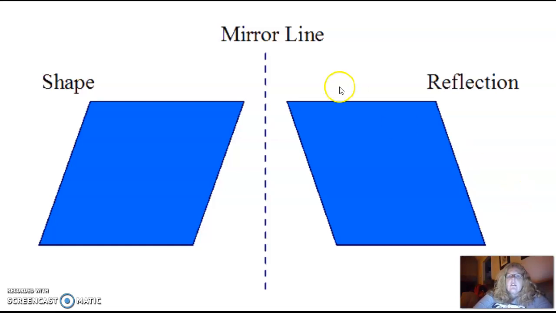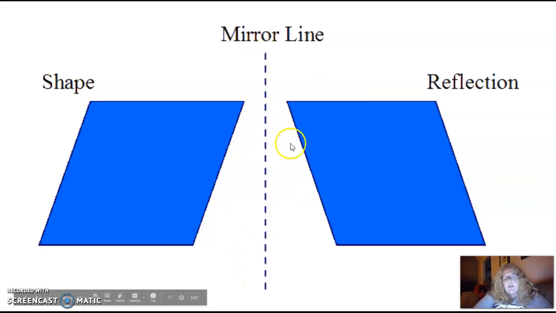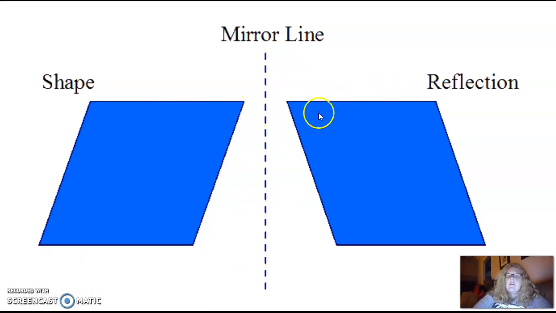Look at this. If we put a mirror here, look at the shape that would be reflected. Here is the shape. This is the reflection we would see in our mirror. I wonder, what does this have to do with what we have been learning about in math class so far?